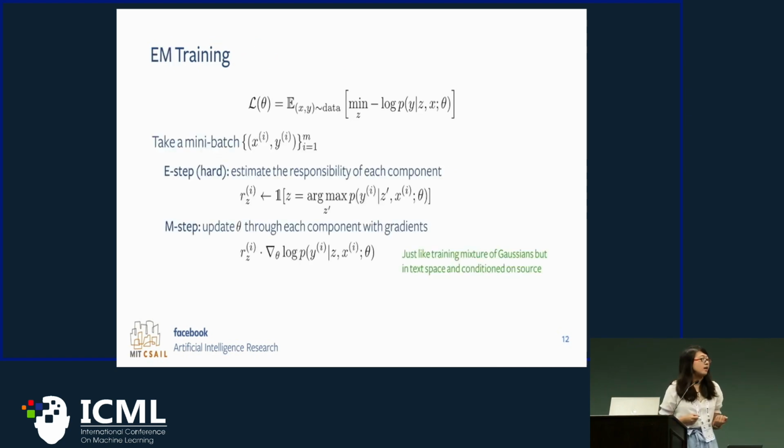Training proceeds via the online EM algorithm. For each mini-batch, we take a hard E step to estimate the responsibility of each component for the training examples. So the component that best explains a training example takes the full responsibility. Then we take an M step to update the parameters of each component with log gradients weighted by their responsibility. It's just like training a mixture of Gaussians, but in the text space and conditioned on the source.